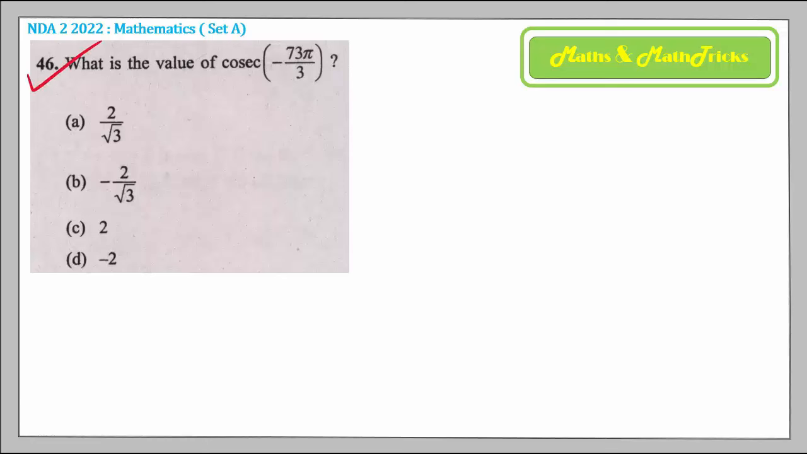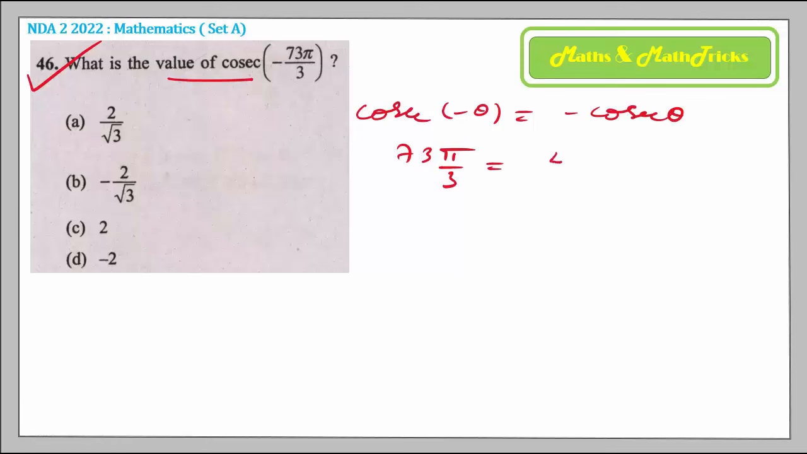So now let's talk about question number 46 from this paper. What is the value of cosecant of minus 73 pi by 3? So first of all, you have to recall cosecant of minus theta is minus cosecant theta, and 73 pi by 3 is actually 4380 degrees, when you substitute pi by 3 as 60 degrees.